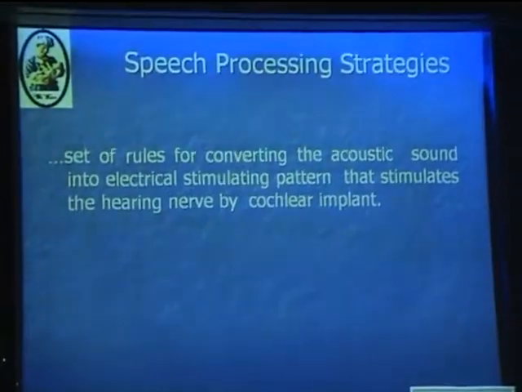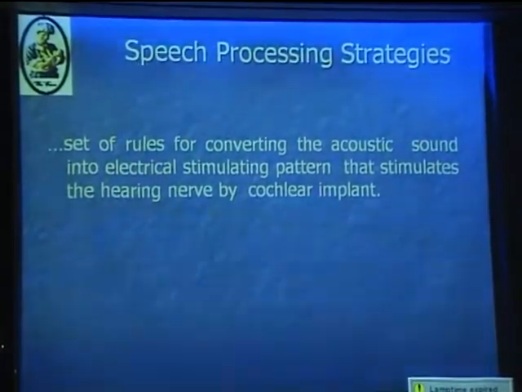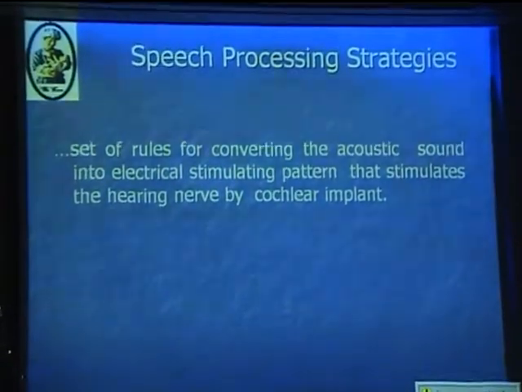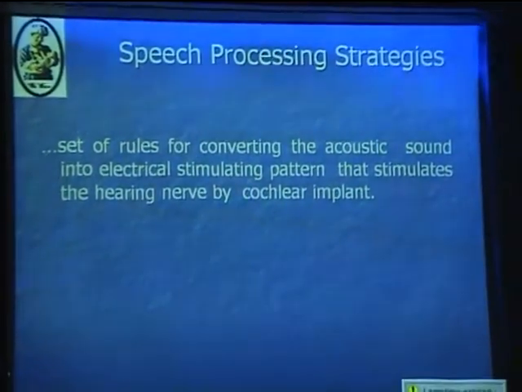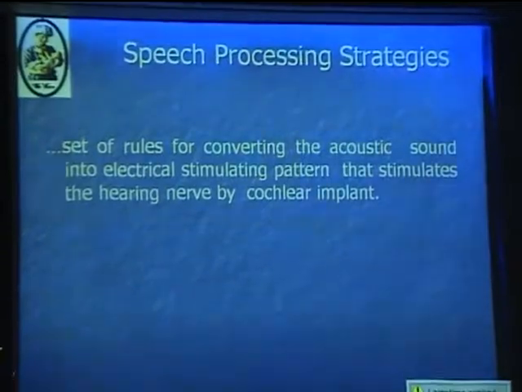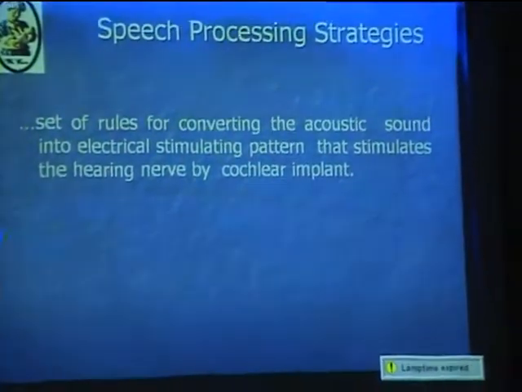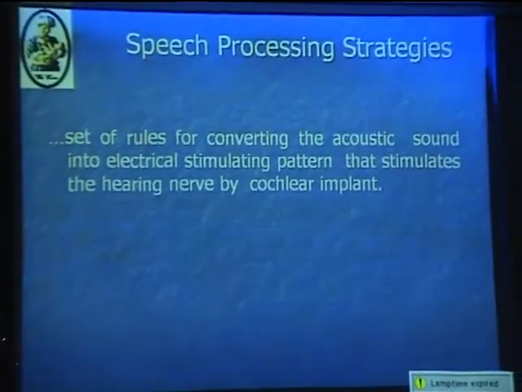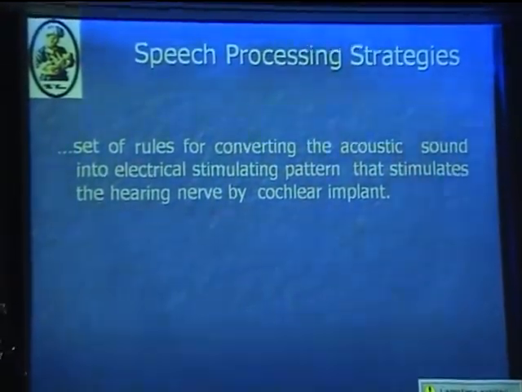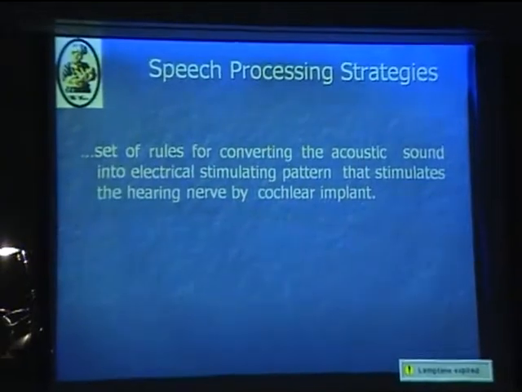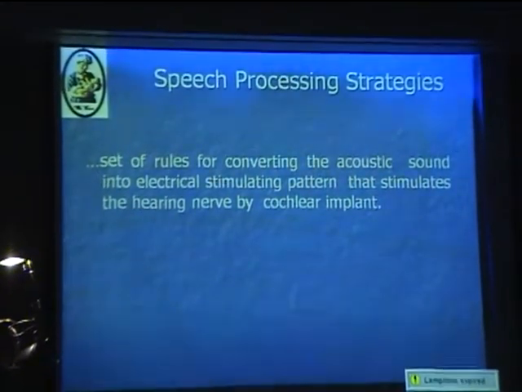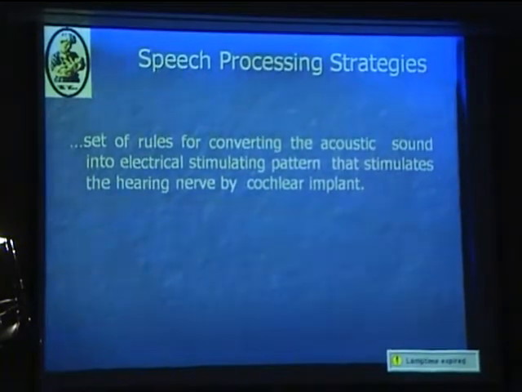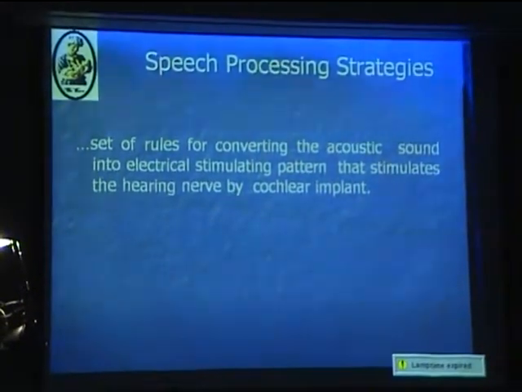Basically, all the cochlear implant systems employ certain speech processing strategies, which is a set of rules for converting the acoustic sounds into electrical stimulating patterns that stimulate the hearing nerve by cochlear implant. And it provides the information which is carried through the auditory nerve, and the brain decodes that information, and it is in the form of electrical pulses.